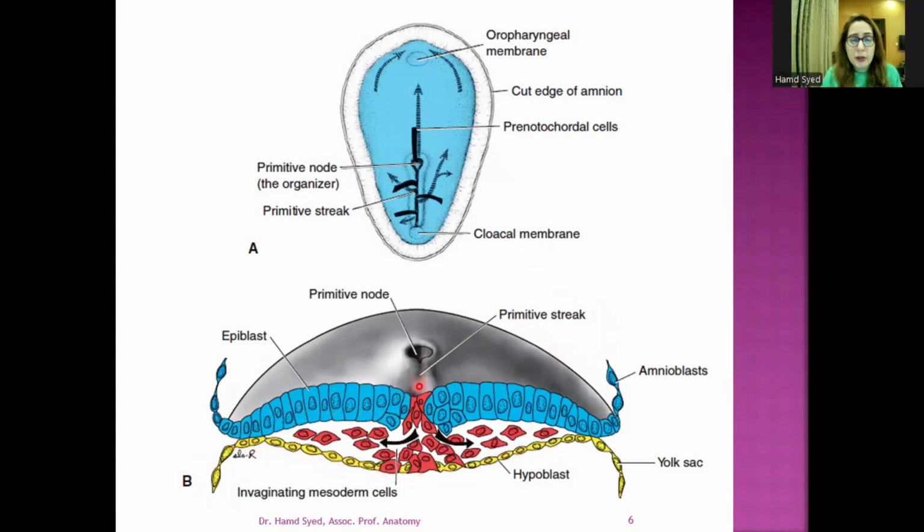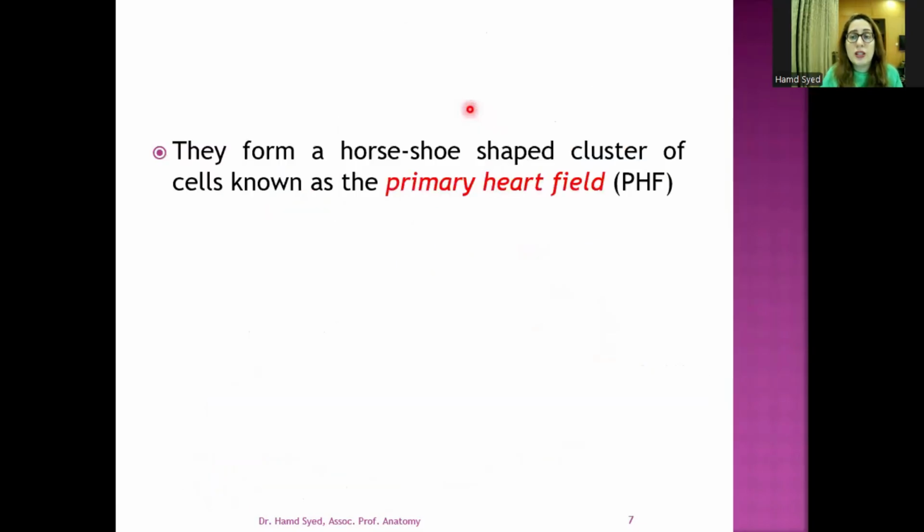And in the epiblast, you can see through the primitive streak, here these cells are migrating. Now, these are the migrating cells which are going to form mesoderm. And few of these cells, as I mentioned, are going to migrate cranially. They're going to migrate ahead or rostral to the oropharyngeal membrane. These cardiac progenitor cells will establish a horseshoe-shaped cluster of cells, which is known as primary heart field.